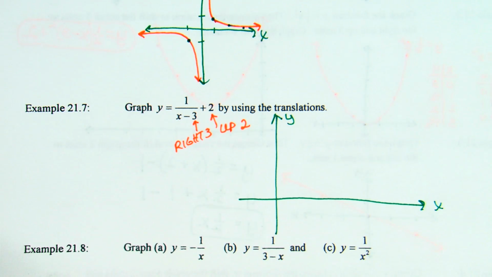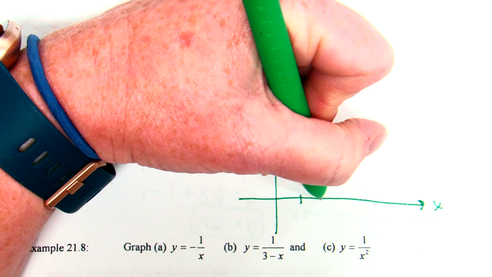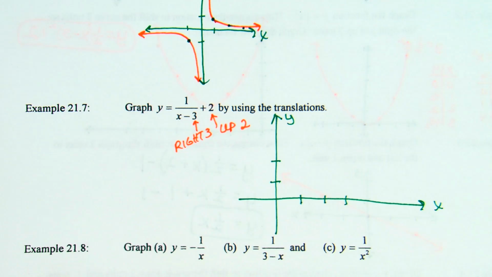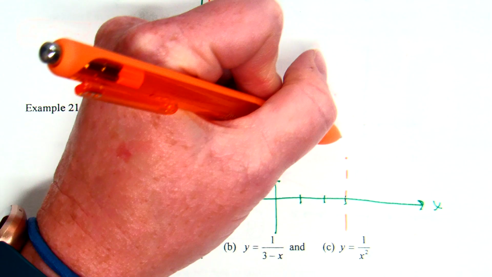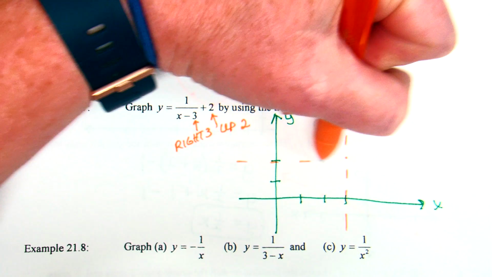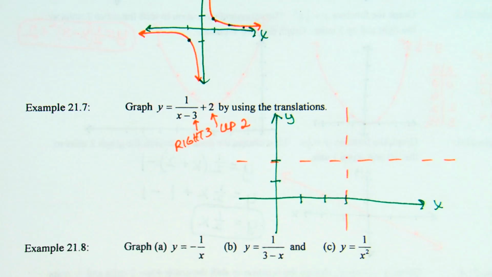If we're going to go right 3 up 2, well now that's kind of like my new origin. So what I would do is, when I go right 3 up 2, if that's my new origin, I'm going to make my asymptotes at that point. So basically, my vertical asymptote moved right 3. My horizontal asymptote moved up 2. And those are my new pieces.